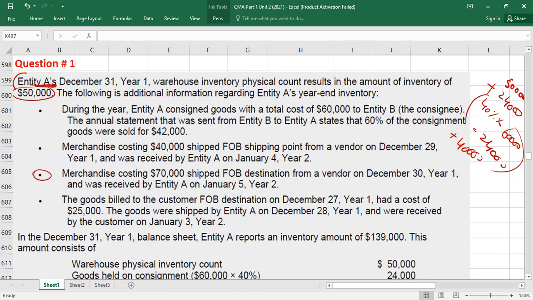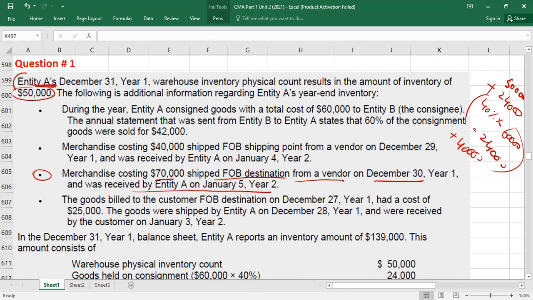So in this point, merchandise costing 70,000. Shipped FOB destination from a vendor. So we are the customer here, and the receiving date is important. Check when we received. It is shipped on 30th December, but was received on 5th January.